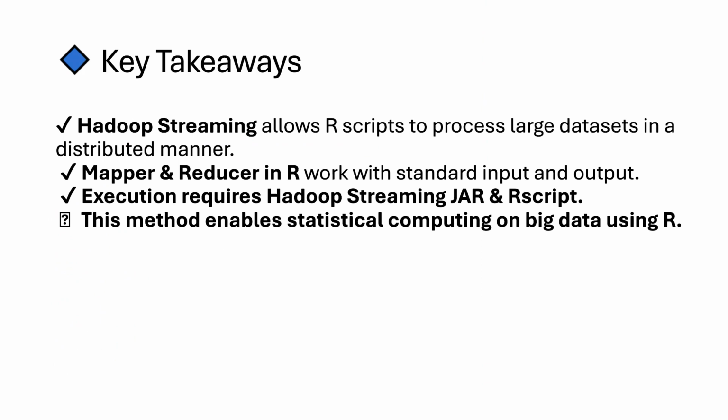Okay, so what are the key takeaways that we can take away? Hadoop streaming allows R scripts to process large datasets in a distributed manner. That is the key functionality. Then mapper and reducer in R work with standard input and output using stdin and stdout. Execution requires the Hadoop streaming jar and R scripts, and this method enables the statistical computation of R with the processing power of Hadoop. So that is the key takeaway here.